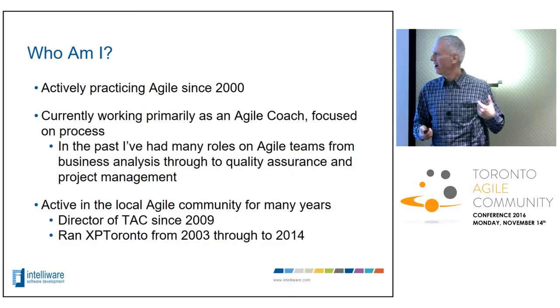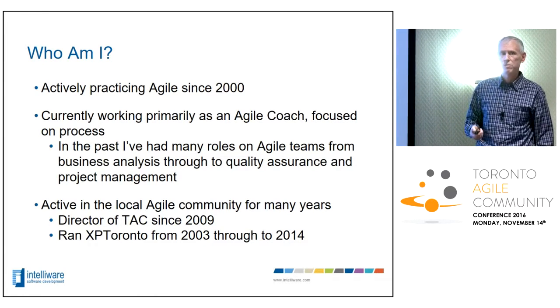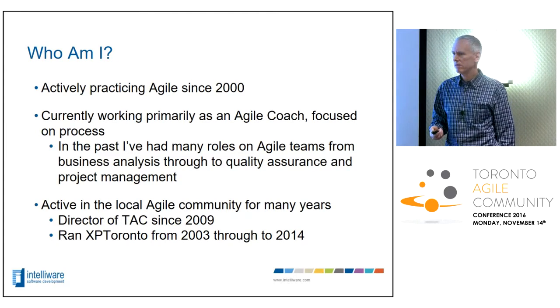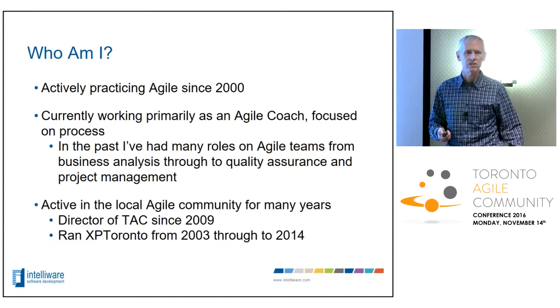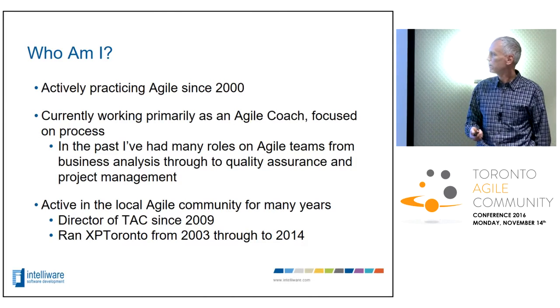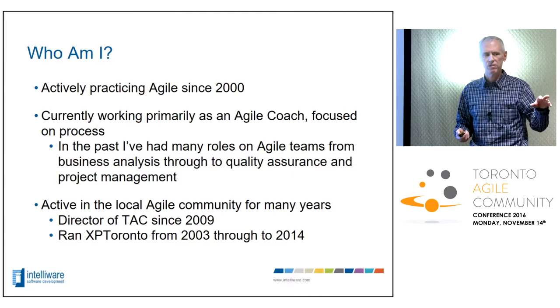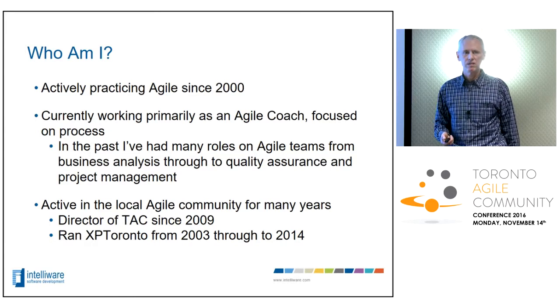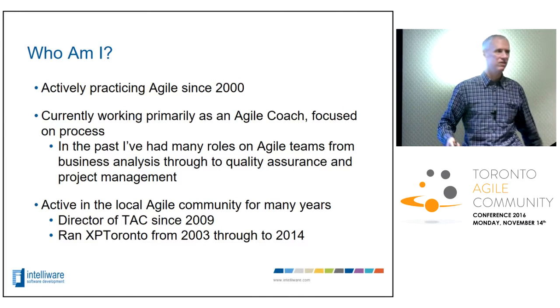Who is this guy? My name is Lawrence Ludlow. I've been doing Agile since 2000. When we started doing extreme programming at IntelliWare, there was no such thing as Agile. I've worked on many different projects in a bunch of different roles, from project management to quality assurance to business analysis. Right now I do mostly coaching work in different companies. I've also been director of Toronto Agile Community, the people who bring you this lovely event, since day one. I'm happy once again to see a full crowd here today. Thanks everybody for coming. People make the event what it is.